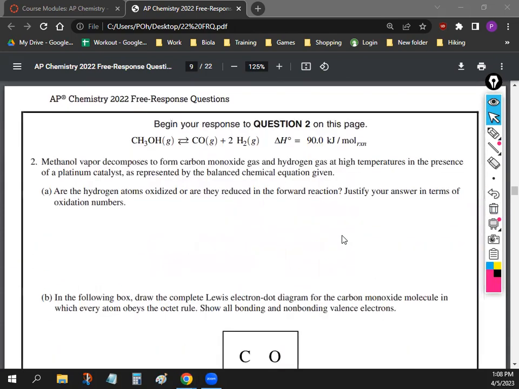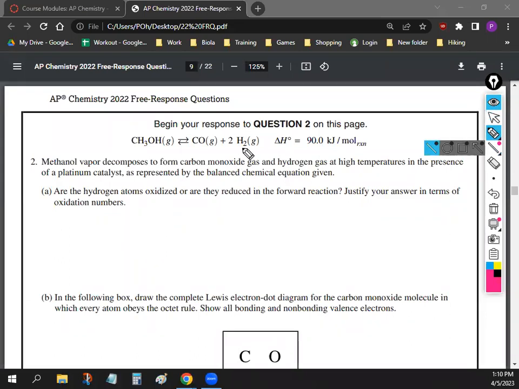So second question. You're gonna like this one. We just talked about this. For part A, you have this reaction right here, and it's basically just asking you, are the hydrogen atoms oxidized or reduced in this forward reaction? And you've got to justify in terms of oxidation number. Basically mention the oxidation number of hydrogen on the reactant and the product side. So I'll give you guys about 2 minutes to do this. See if you can find the oxidation numbers for hydrogen on both sides, and then see if it's oxidized or reduced.